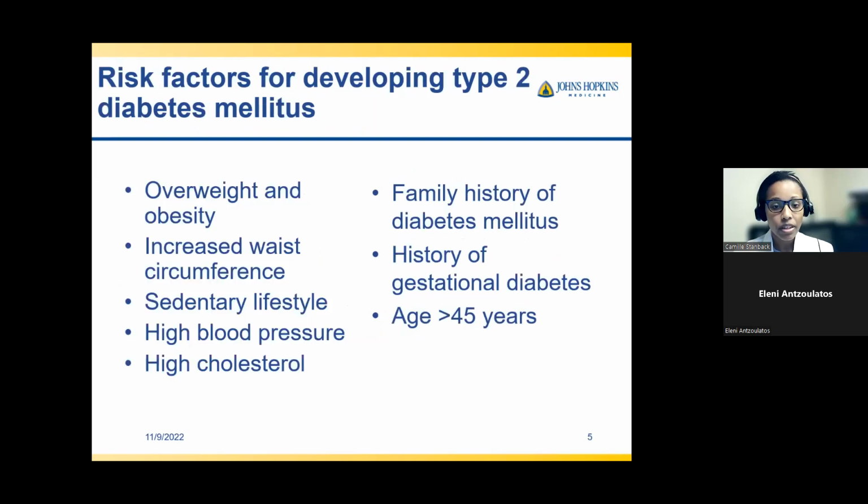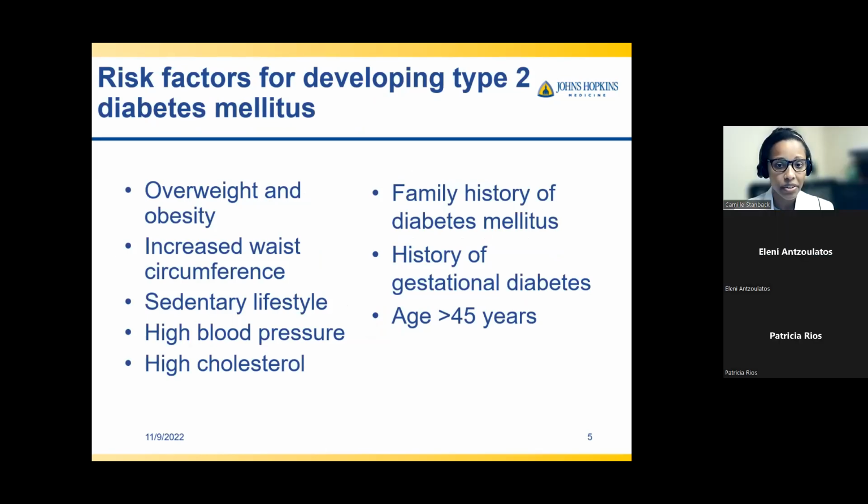Then what are the risk factors for developing type 2 diabetes? While this is not a comprehensive list, it does include some common risks that we see in practice. The focus of this discussion will be on overweight and obesity, as well as increased waist circumference. Further, a sedentary lifestyle, as well as high blood pressure and high cholesterol serve as risk factors for the development of type 2 diabetes. Other non-modifiable risk factors, which we cannot control, include a family history of diabetes, a history of gestational diabetes or diabetes during pregnancy, as well as age greater than 45.